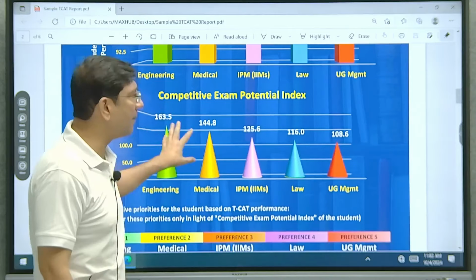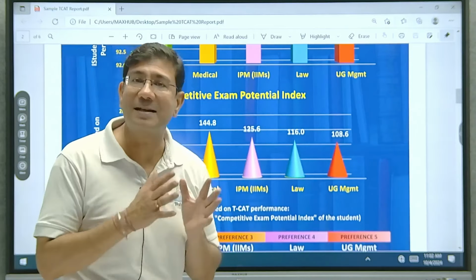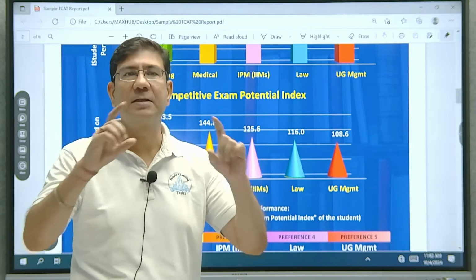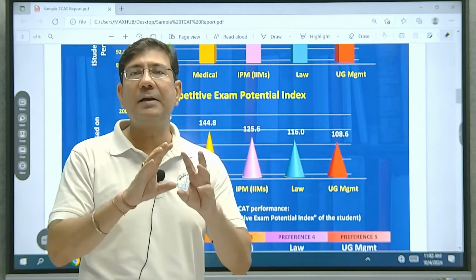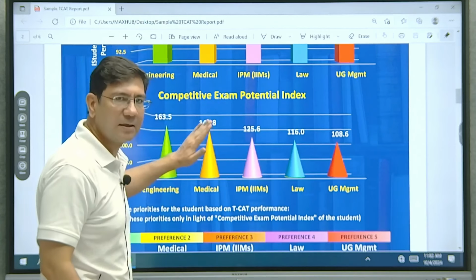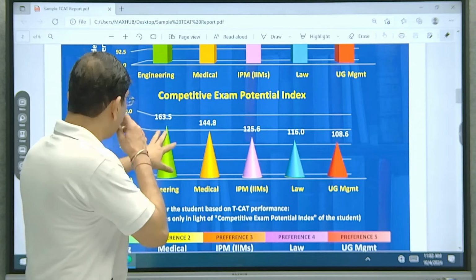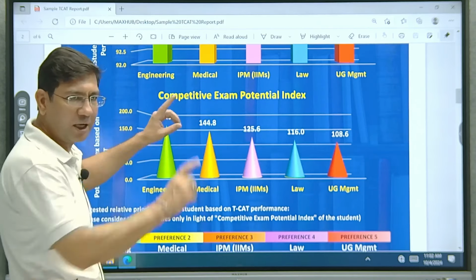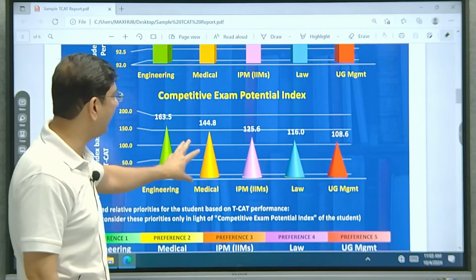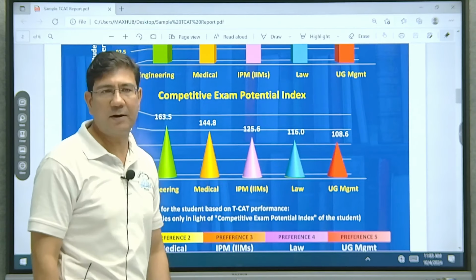Now, on the comparative exam potential index, we again run a lot of heuristics to assign attractiveness. What does attractiveness mean? Potential job opportunities, potential salary slabs, right? Career opportunities in a particular area. And then we combine this with your ability to crack a particular examination. So now for this particular child, out of 200 potential, engineering offers 163.5, medical is 144, IPM 125, law 116 and UG 108.